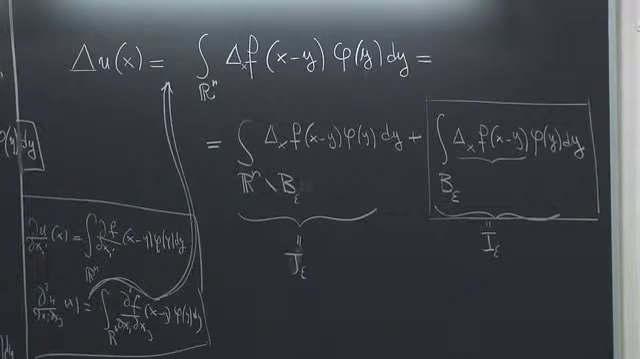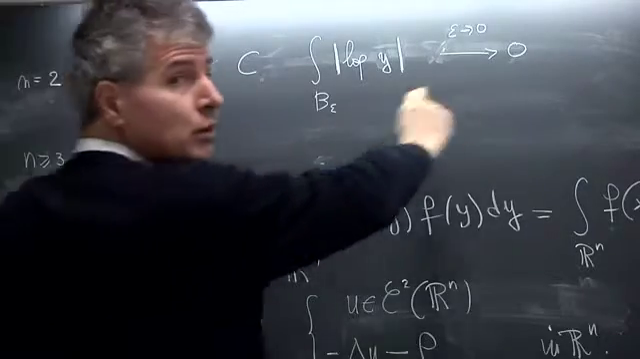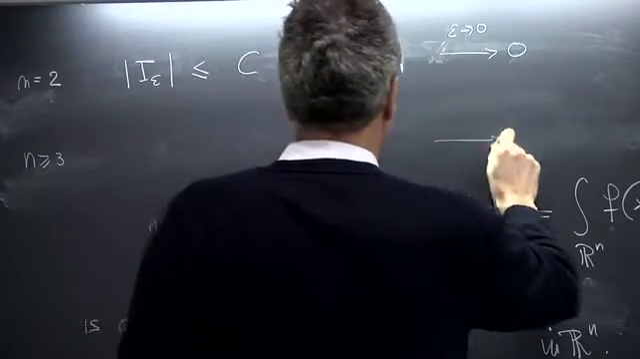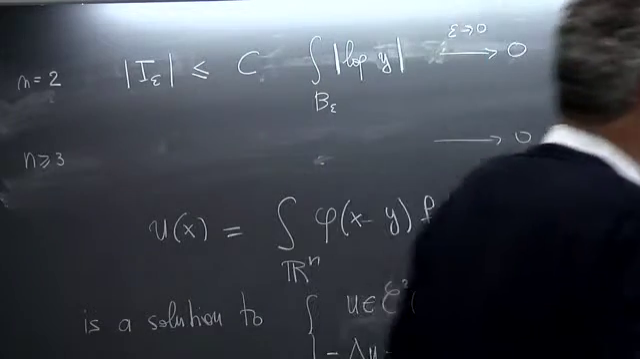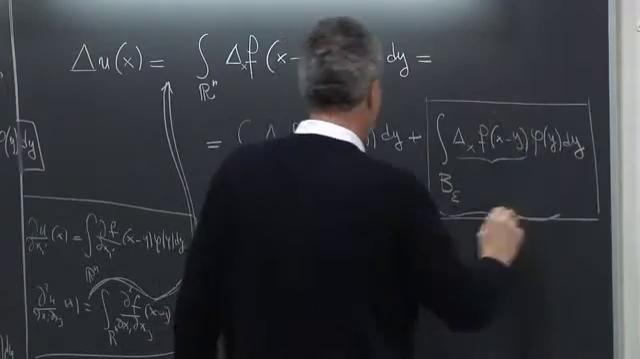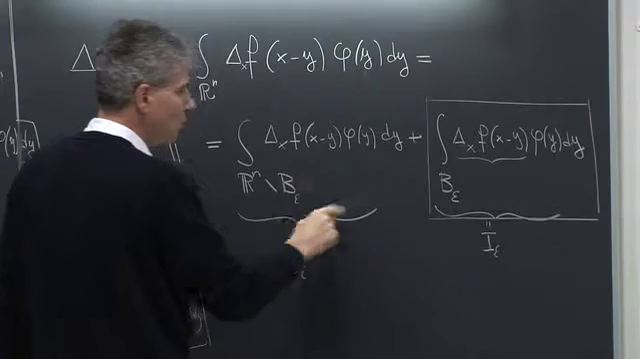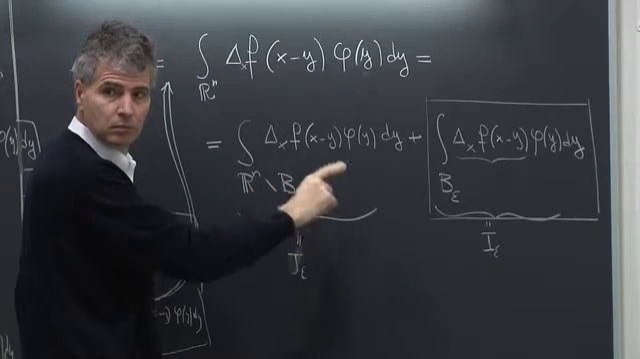And when n is larger than or equal to 3, again I have a constant, then I have epsilon to the n, which is the volume, and then I have something which is 1 over epsilon to the n minus 2, which again goes to 0. So this is negligible as epsilon goes to 0. So let us concentrate attention on this object here.